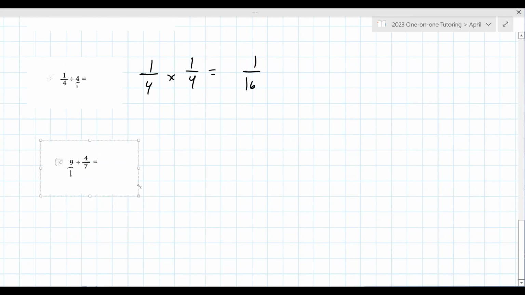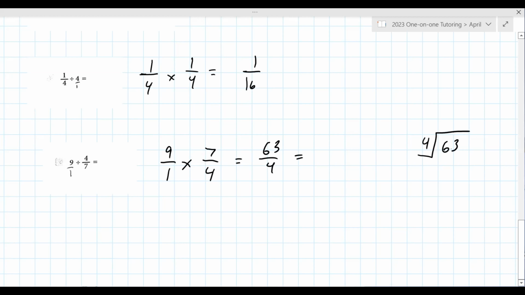9 1 times 7/4 equals 63 over 4. That is definitely improper. So change that to a mixed number. Sometimes you've got to write it out because it's too large to be one of those known values.